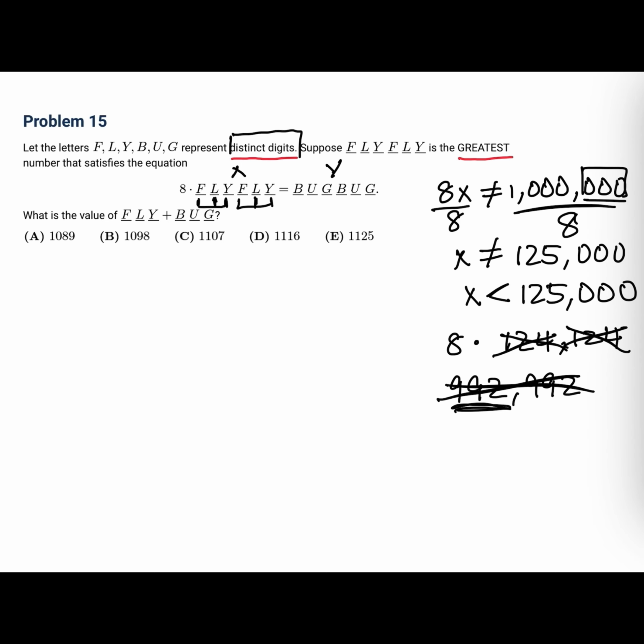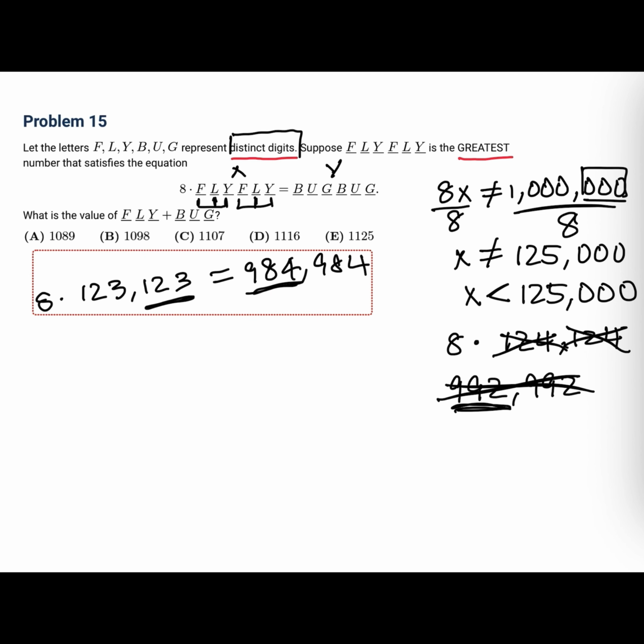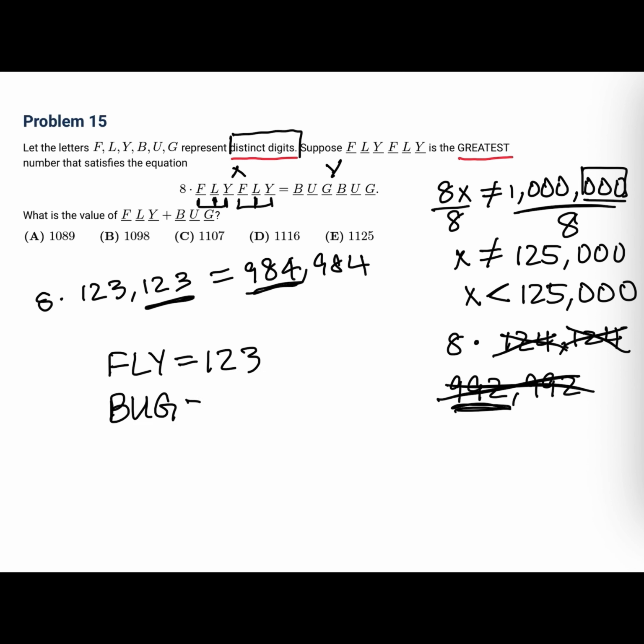So the next number down the sequence would be 123 to represent FLY. If we multiply 8 by this number, we get 984. This solution does work since there's 3 distinct digits and none of them repeat with 123. So now we have FLY is equal to 123 and BUG is equal to 984.